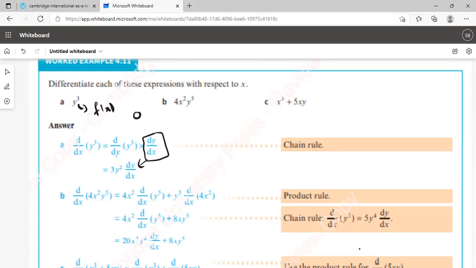Let me just take out the example. I have it on my phone. I'll use the other whiteboard. I don't like this whiteboard at all.